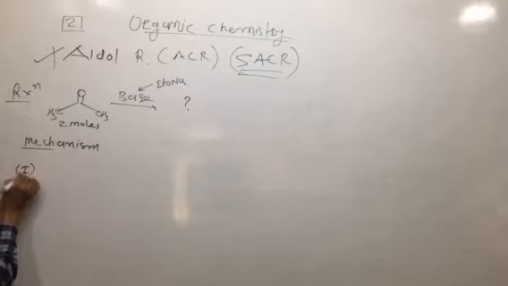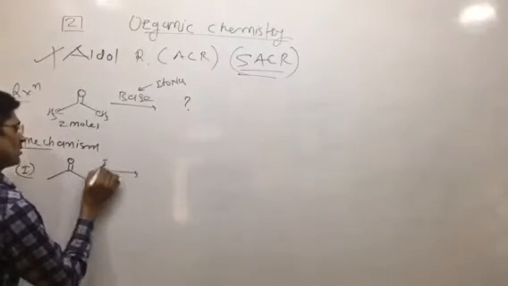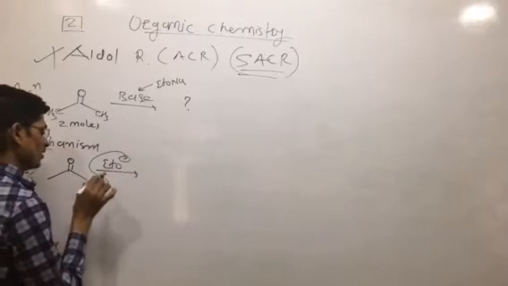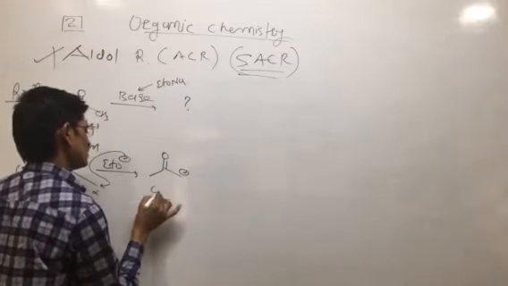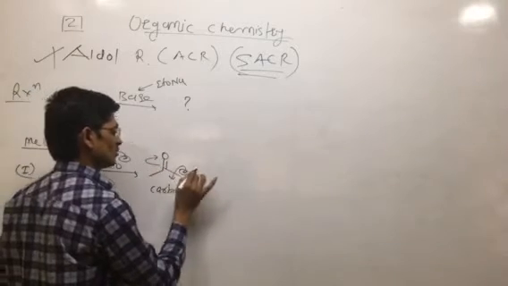First step, we are having the acetone. It is treated with the base having tendency to take the proton from alpha carbon. It becomes the carbanion, and the carbanion becomes the enolate ion.